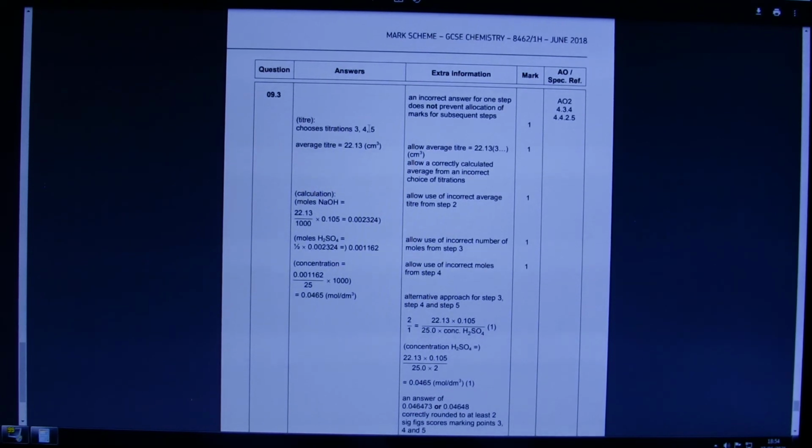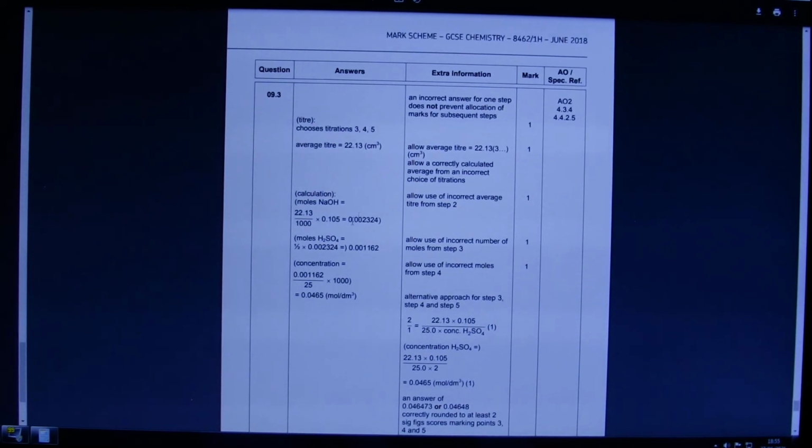Choose titrations 3, 4 and 5 because they're the ones that were within 0.1 cc's. The average is 22.13 or 22.1333 or so. Allow a correctly calculated average from an incorrect choice of titrations. You would only lose the 1 mark that was for choosing those 3 particular titrations correctly.